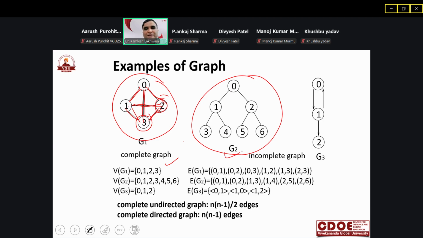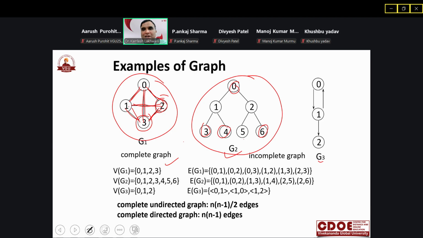Incomplete graphs like G2 and G3 are called incomplete graphs because there are some edges from one node to another node, but there is not a direct edge between every pair of nodes. For example, from 0 to 3, there is no direct edge. From 6 to 0, there is no direct edge. 5 and 6, there is no direct edge. Between 3 and 4, there is no direct edge, but they are connected. So we can say this is a graph, but it is called an incomplete graph.